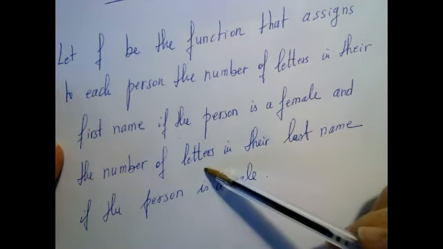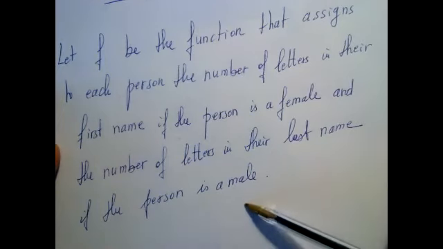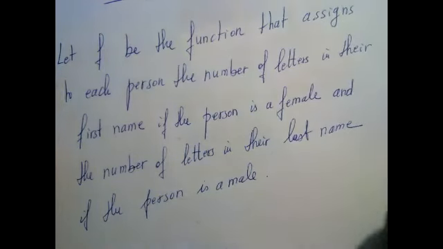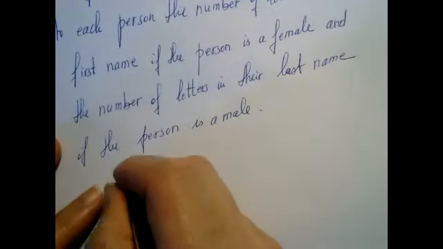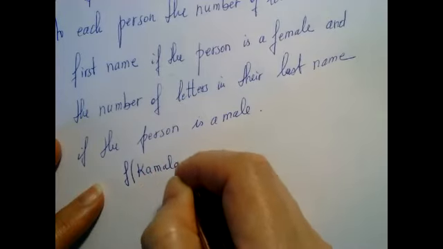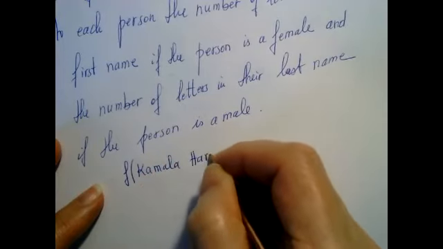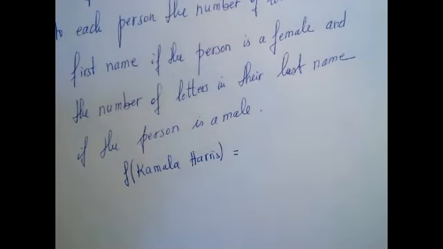And the number of letters in their last name if the person is a male. So it's a function defined in a rather weird way. I don't have a rule for every person. The rule depends on whether the person is a male or a female. So let us say, suppose I take f of Kamala Harris. According to my rule, what's f of Kamala Harris?